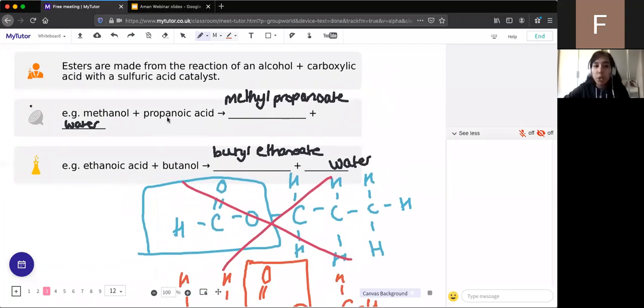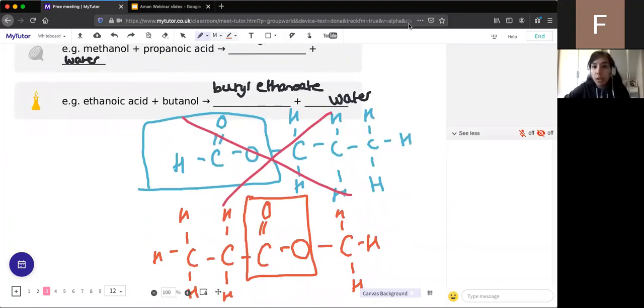So if you use butanoic acid, it will be butanoate, methanoic acid, methanoate. And the anoate just means the C double bond O, COO. Would you need to draw these in the exam?